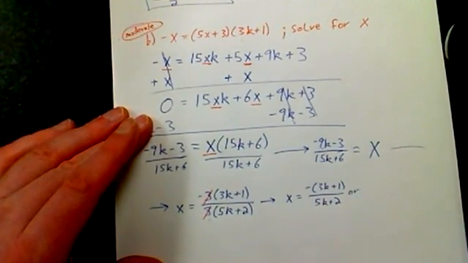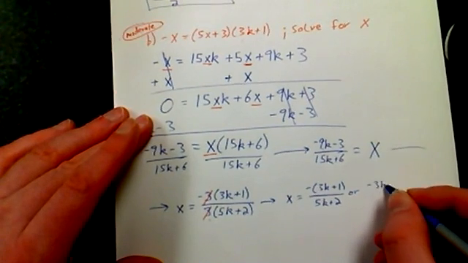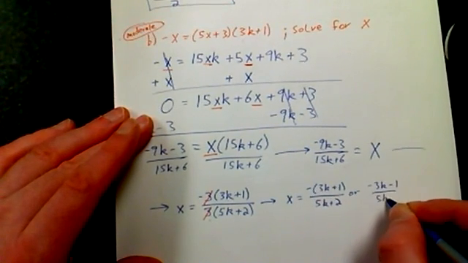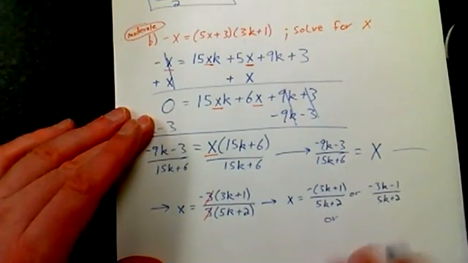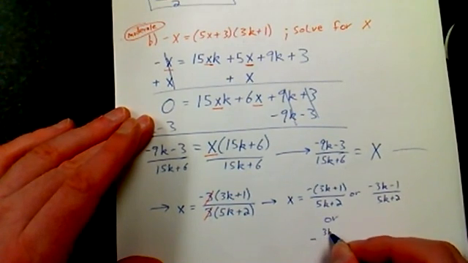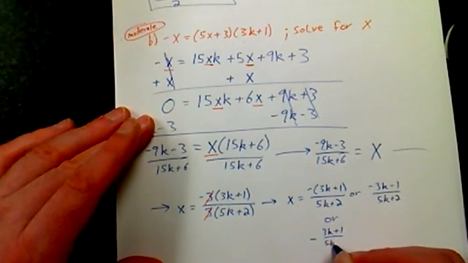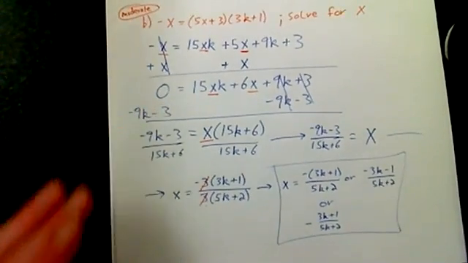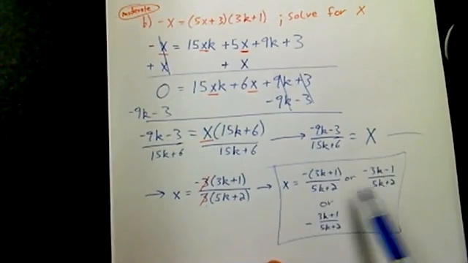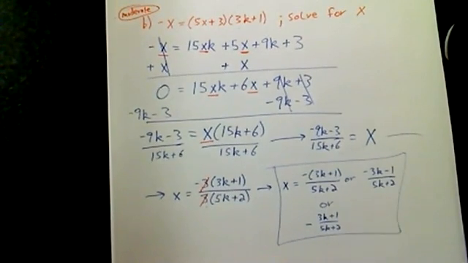Or you might see it written like this: negative 3K minus 1 over 5K plus 2, where they distributed the negative. Or it could even be written like this: the negative out front, 3K plus 1 over 5K plus 2. So there's a lot of different ways you could write that final answer. As long as it's fully simplified, I don't care in which form you have it. Okay? So there's our final answer.